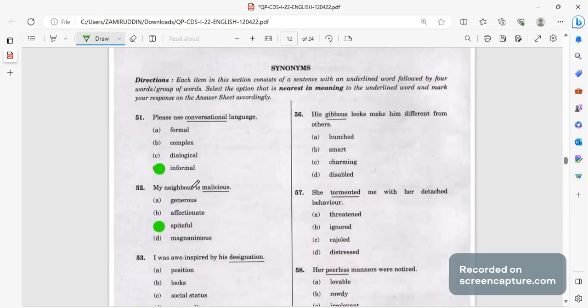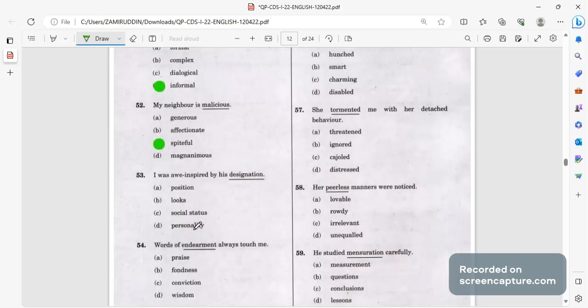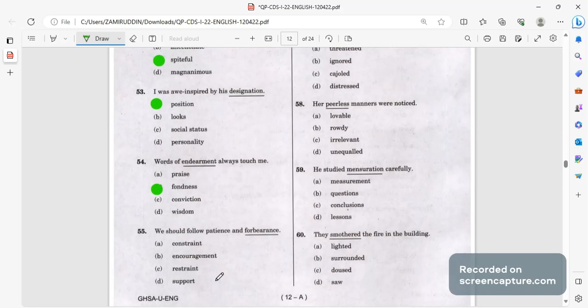Very bad. Generous मतलब अच्छा होता है. Affectionate मतलब भी, magnanimous also is good words. These are positive words. Spiteful is a negative word. I was awe inspired by his designation. उसके position पे जैसे ही मुझे पता चला वो कौन से position पे है, मैं awe inspired, मैं surprise हो गई. Words of endearment, fondness मतलब अच्छे अच्छे words always touch me. Words of fondness जिसमें kindness हो, वैसे words always touch me.